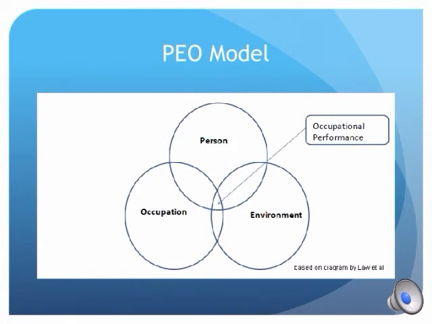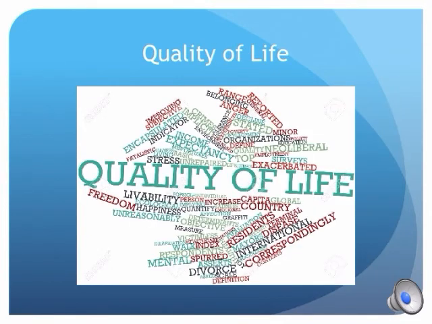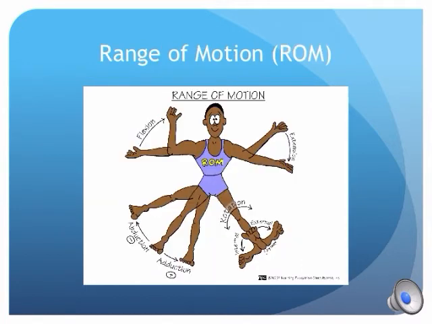P is PEO model. This theory is an established approach the OT takes towards providing effective treatment for their patients. PEO stands for Person, Environment, and Occupation. It incorporates a holistic viewpoint for treatment. Q is quality of life. Occupational therapists provide treatment to improve the overall health and quality of life for their patients. Independent functioning is guaranteed to produce a higher quality of life.